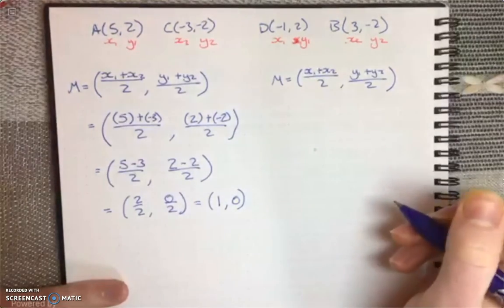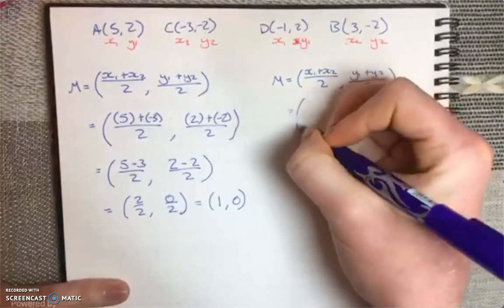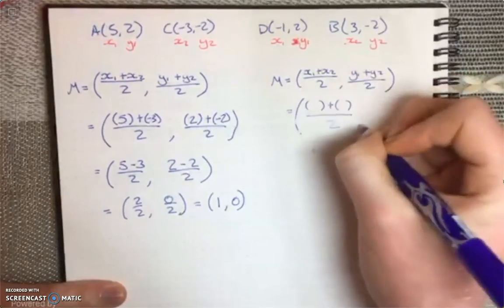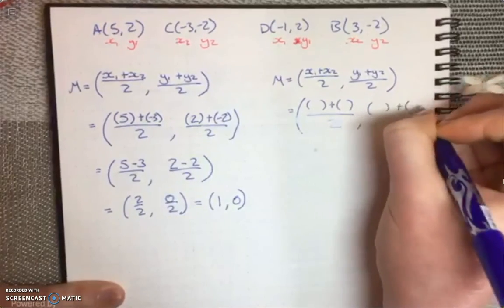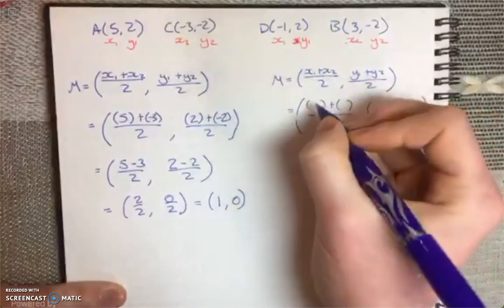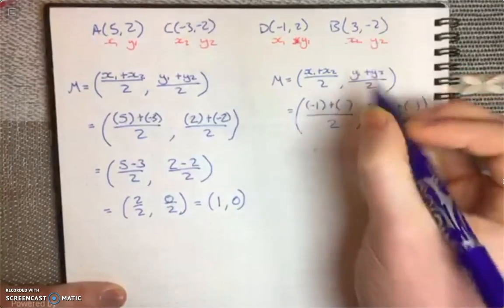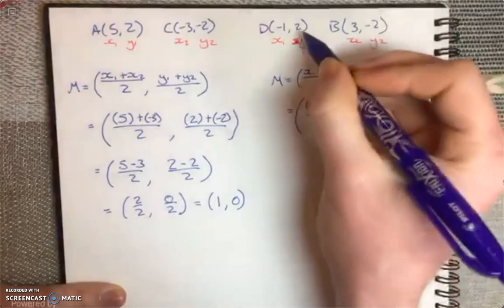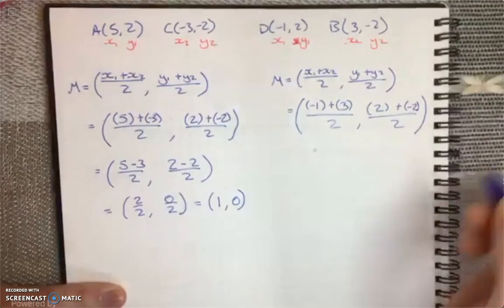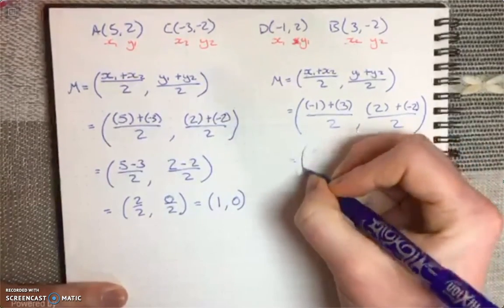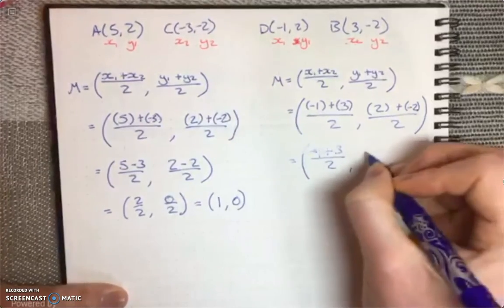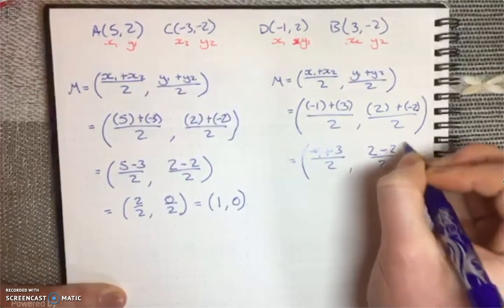Now let's find the midpoint for D to B. So again, let's do the same thing. I'll change all my letters to brackets. My x1 is up here, it's a -1. My x2 is a 3. My y1 is over here, it's a 2. My y2 is up here, and it's a -2. And now we're just going to remove the brackets. So I've got a -1 and a +3 all over 2, and I've got a 2 minus 2 all over 2.